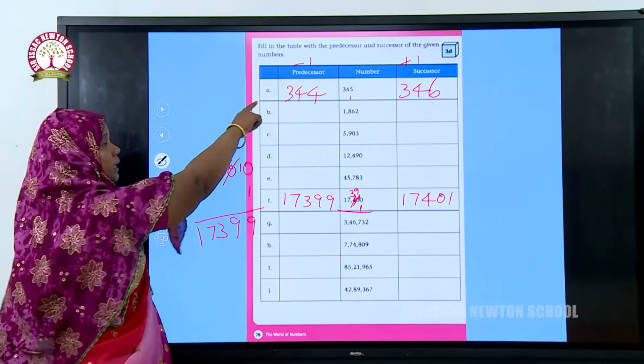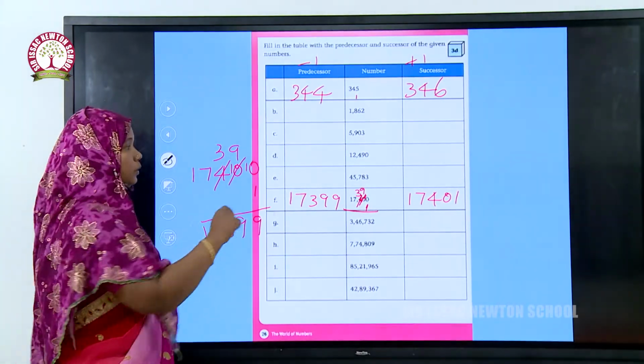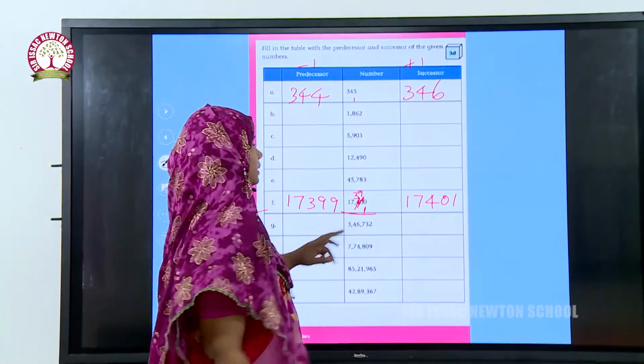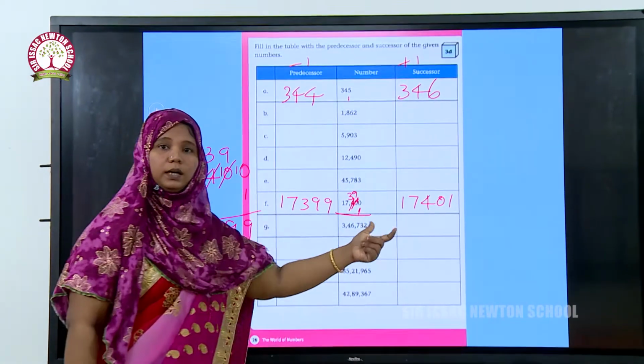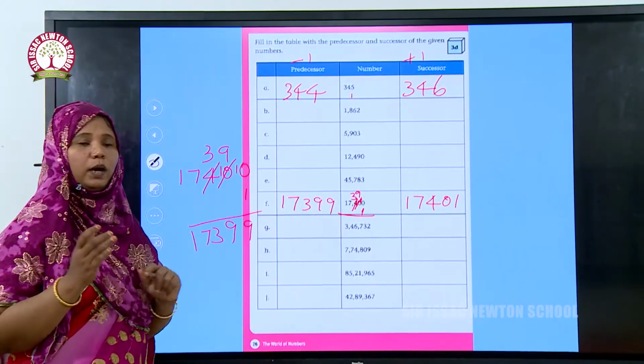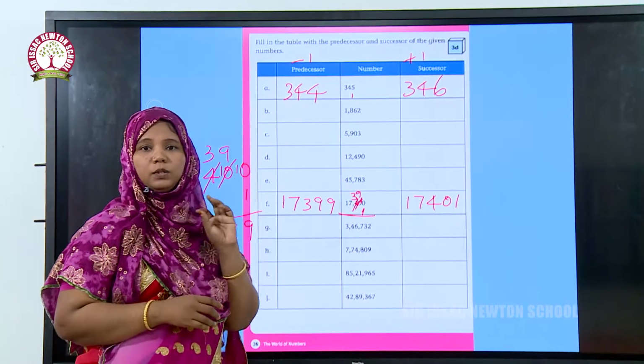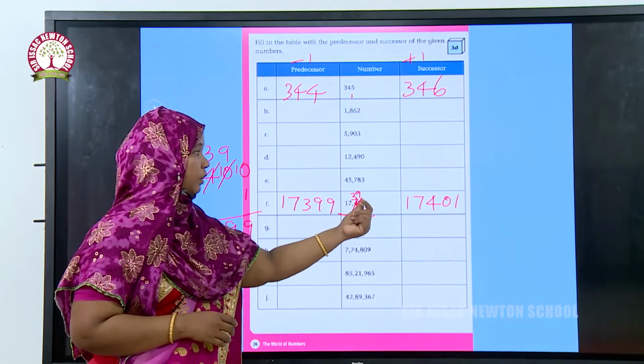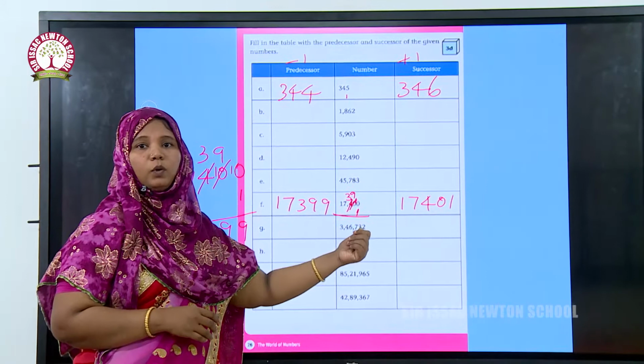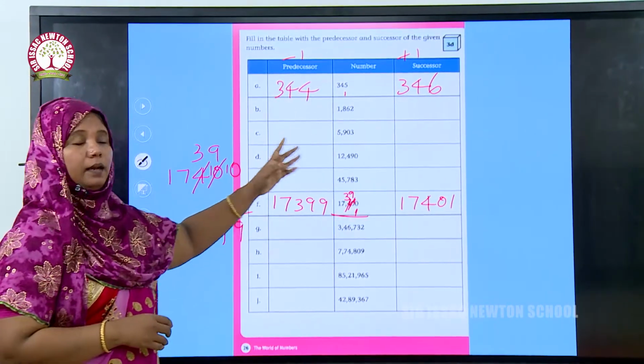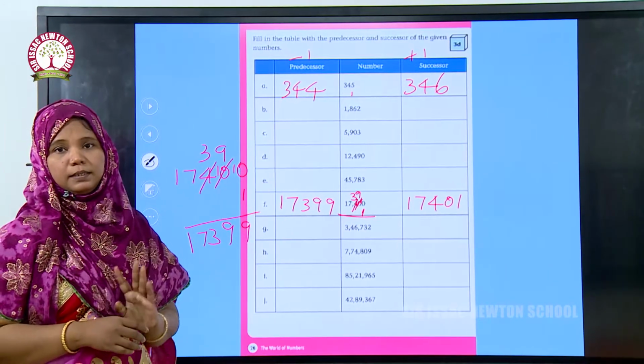For the predecessor, you subtract 1 from the given number, and for the successor, you add 1 to the given number. Where do you add 1? To the unit place, or the ones place, the first digit. You add 1 for the successor and subtract 1 for the predecessor.